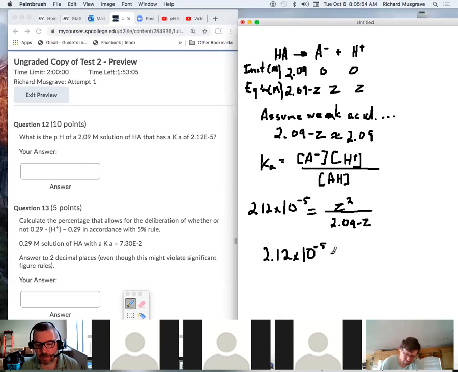2.12 times 10 to the negative 5 is equal to Z squared, since we make that assumption, over 2.09. And Z squared then, sorry, Z will equal, go ahead and just find Z.